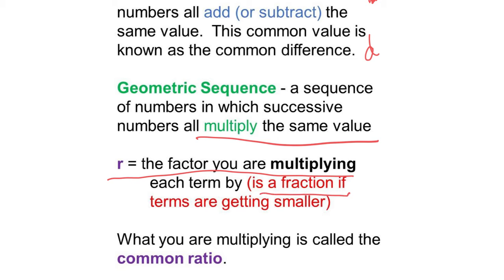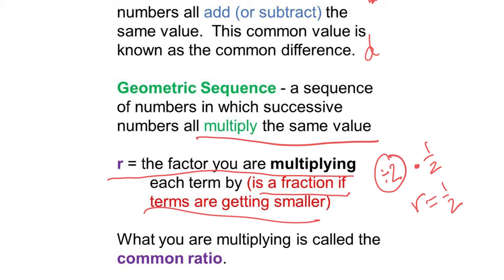If the term's getting smaller, you're multiplying by a fraction. So if you're dividing by 2, you're actually multiplying by 1/2. So your common ratio is 1/2. Okay, you're not dividing, you're multiplying. So you have to write it as a fraction. So if you're dividing by 3, you're actually multiplying by 1/3.